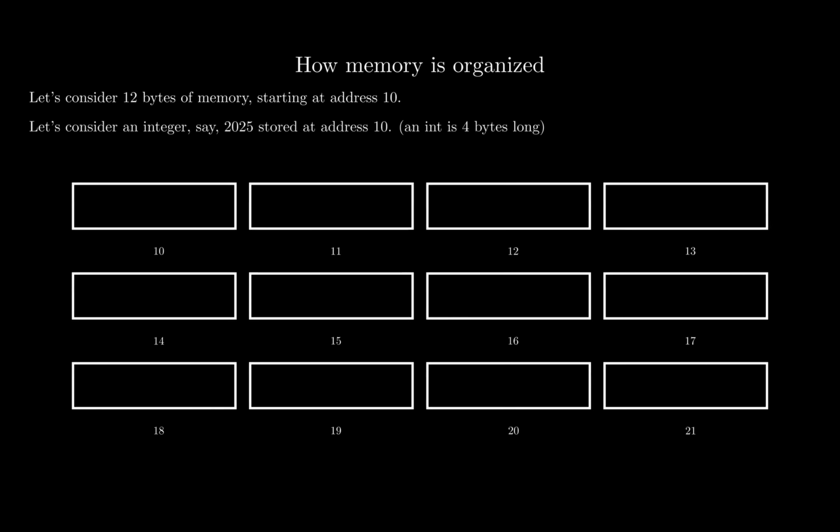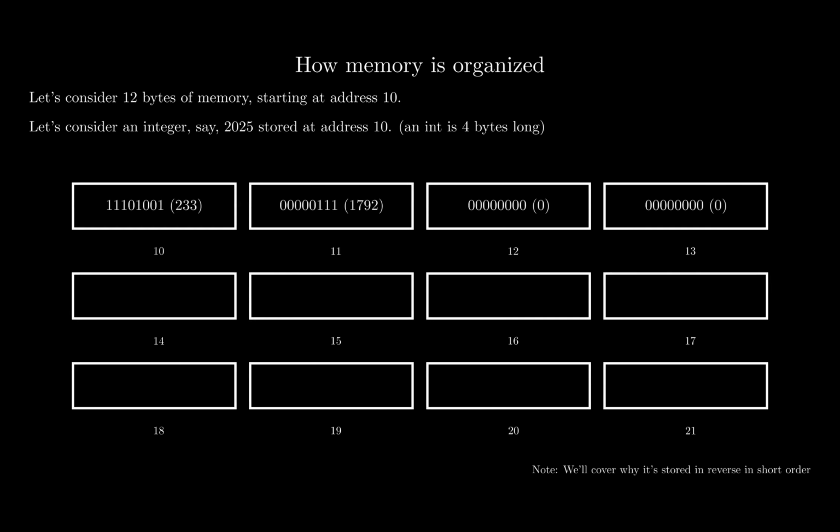Now let's take an integer, say 2025, and we have an integer that takes up 4 bytes and its memory address is 10 because it starts at 10. And then let's say a character A is stored. So A is stored at 14 and its memory address is just going to be 14 because it only takes up 1 byte.